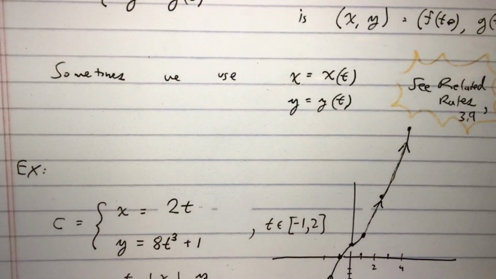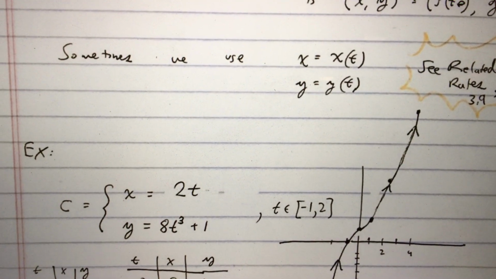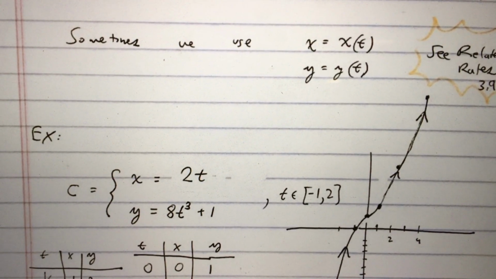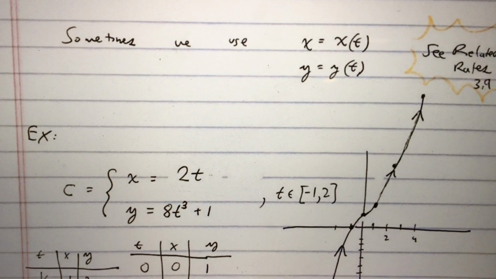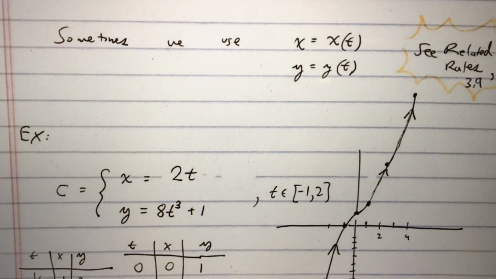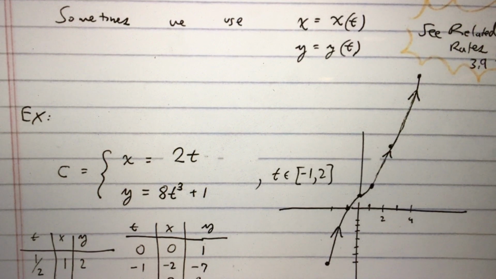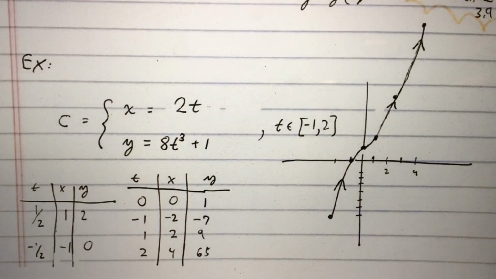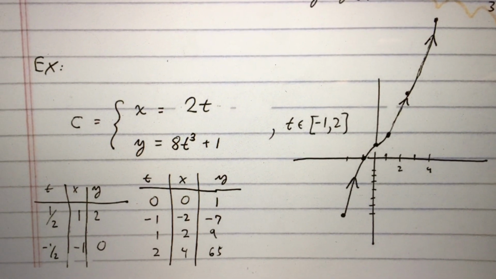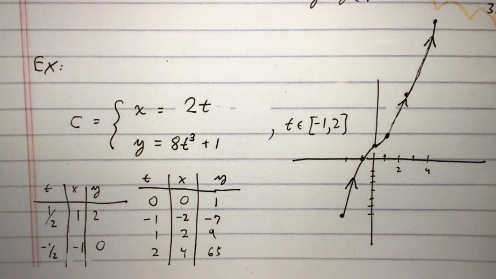So here's an example of one. I have the picture started on the side there, but we'll work up to that. Here's the curve itself. x equals 2t and y equals 8t cubed plus 1 for t an element of [-1, 2]. Okay, so that means any t value between -1 and 2. And so first thing I did is just plot some points. To plot points for these, you need to pick t values and then find the x and the y, and then you actually plot the point x, y.